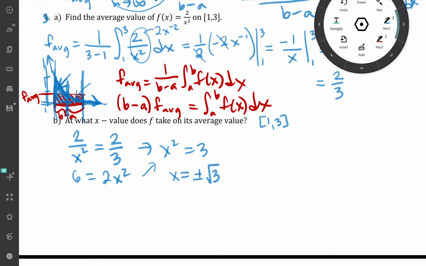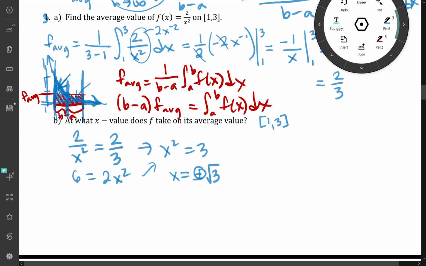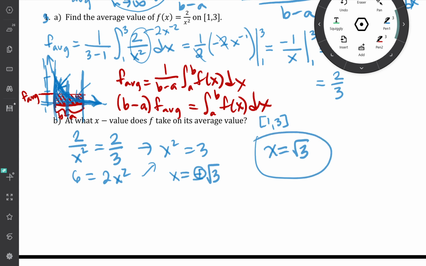So if x is equal to plus or minus the square root of 3, looking at my picture, I definitely want the plus and not the minus. So we're going to use that one. X equals the square root of 3 is the x value at which our function hits its average value of 2/3. We are specifically looking for the x value that's in the interval, and again with what I was explaining before where it has to hit it within the interval that you're looking at.